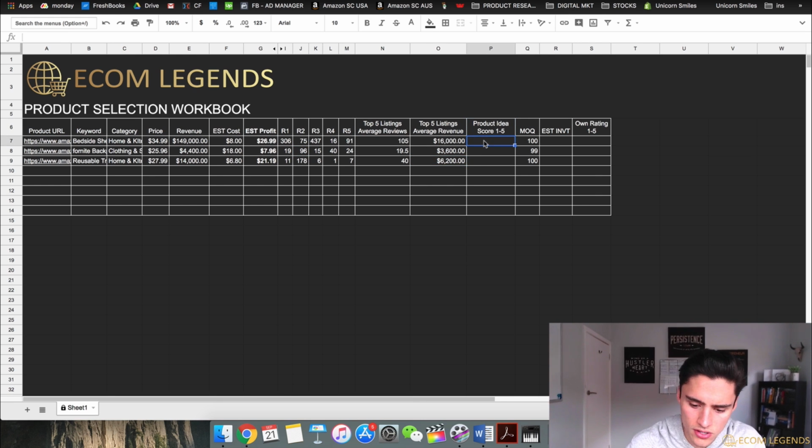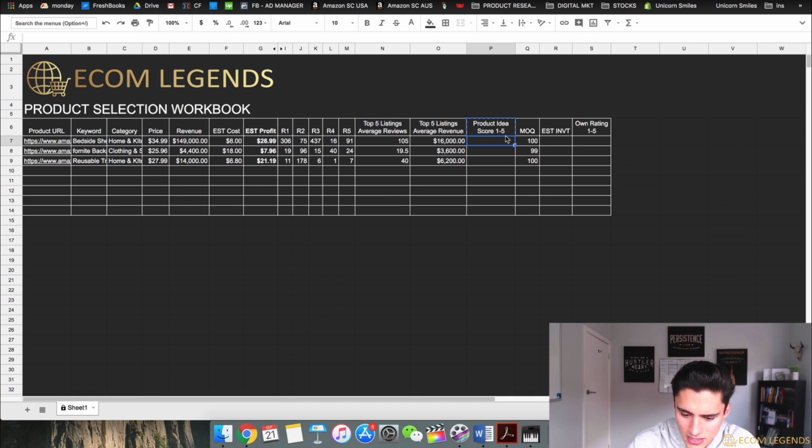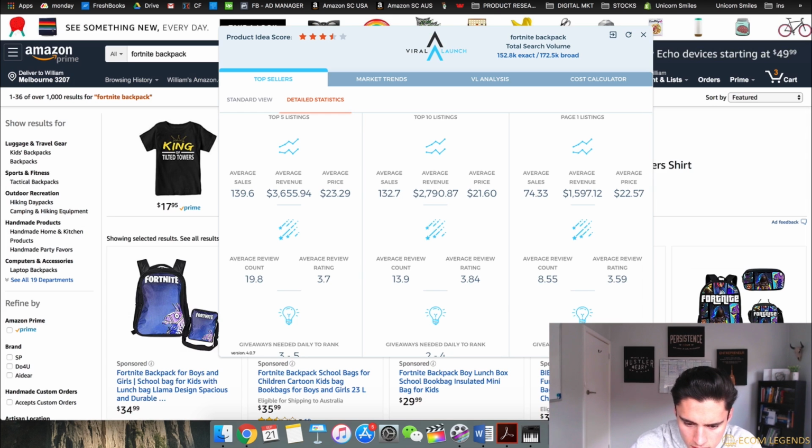So the next thing is the product idea score, which is Viral Launch telling us how good of a product this is. So very quickly, we just go to the bedside shelf. It's got 4, okay? Last lesson it had like 5, I believe. It's got 4 now. Fortnite backpack, it's got 3.5.